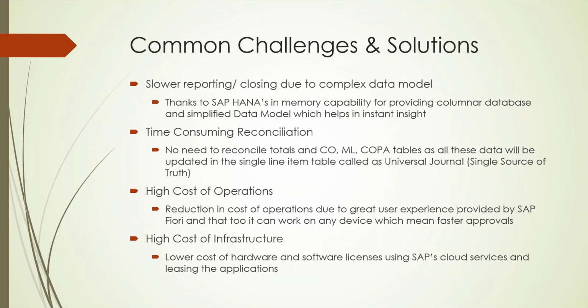Second is time-consuming reconciliation. As I told you, so hi, Gaurav. Gaurav, I have one quick question. So you mean to say in Simple Finance for FI, CO, everything there is only one table altogether? There is one table for all line items for FI, CO, everything. Yes. Okay. And for FI, CO, material ledger, COPA.